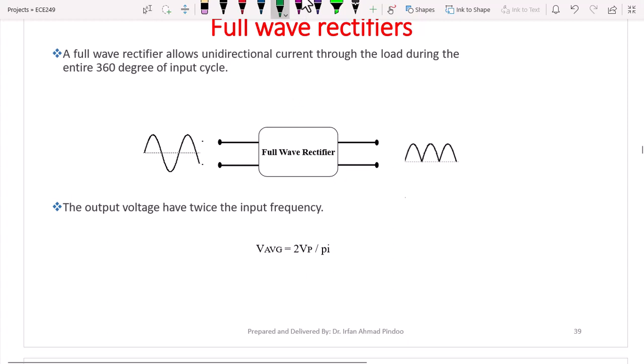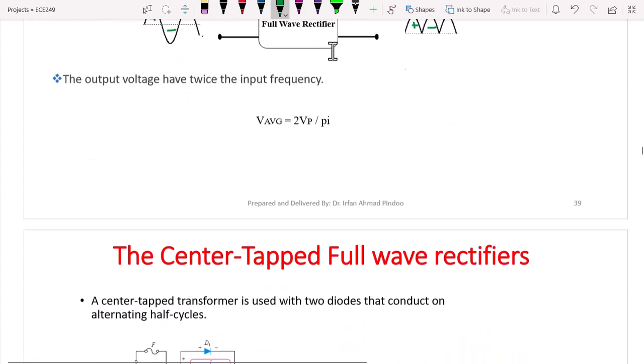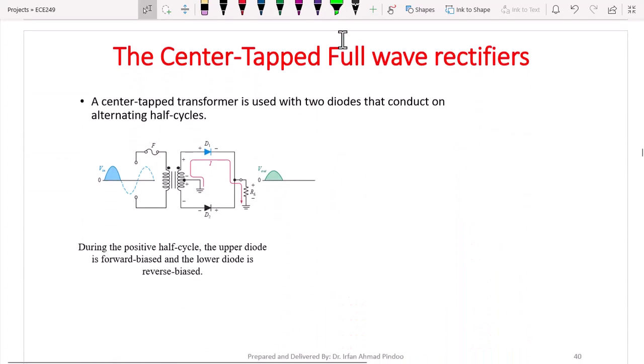Then we have full wave rectifiers. In full wave rectifiers, we have an output in the positive half cycle and also in the negative half cycle, if we compare the input and the output. Now how is this made possible? For this we use multiple diodes instead of a single diode, and basically there are two methods by which we can achieve full wave rectification. The first method is the center tapped full wave rectifier. Now let us understand this.